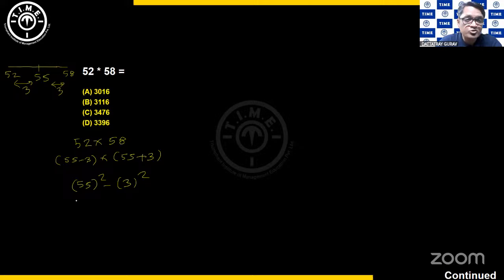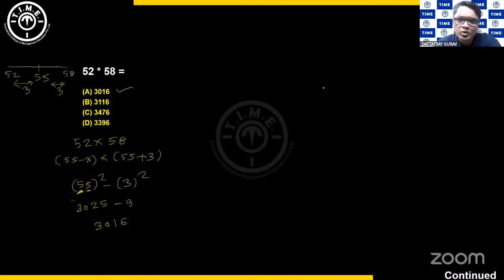We already know 55 square. How to find 55 square? In the previous slide, we did this topic: how to find the square of a number ending with 5. 55 square, a number ending with 5, the answer ends with 25. The next number after 5 is 6, and 5 times 6 is 30. It will be 3025 minus 9. It will be 3016. So option A is the answer.